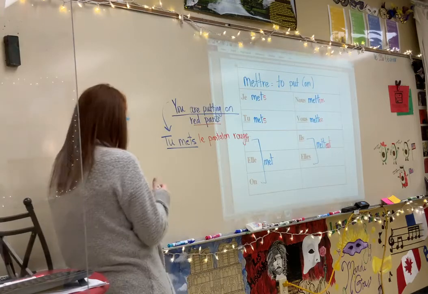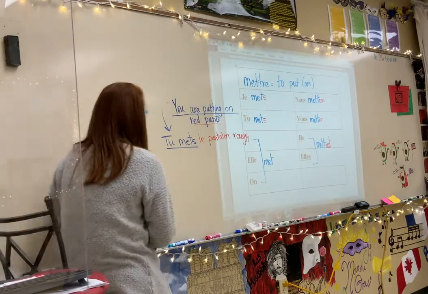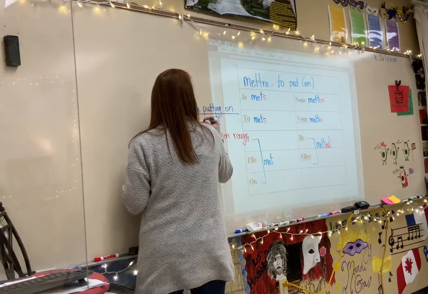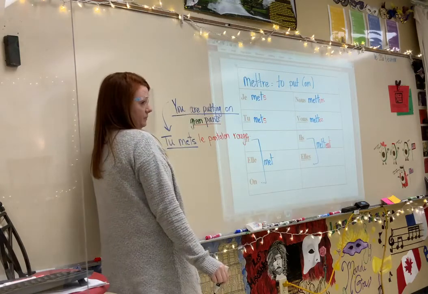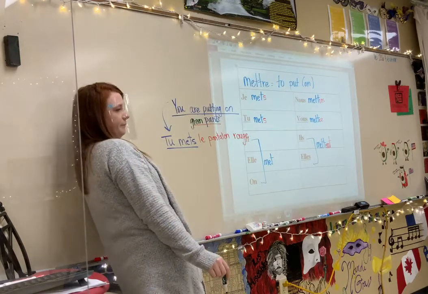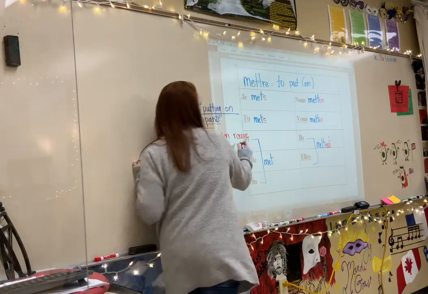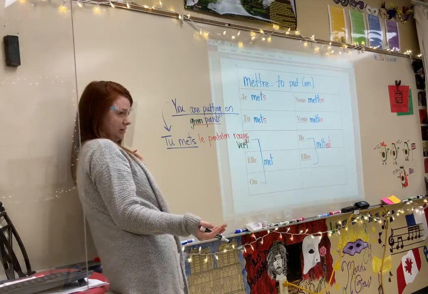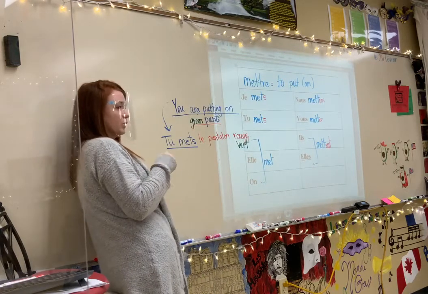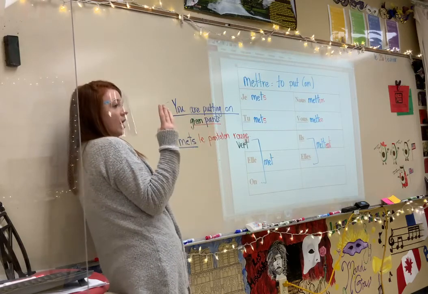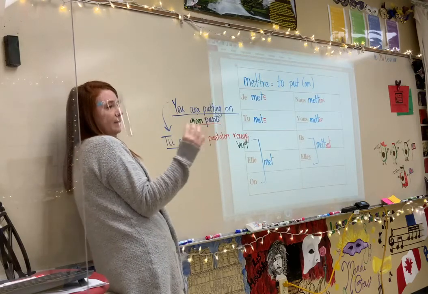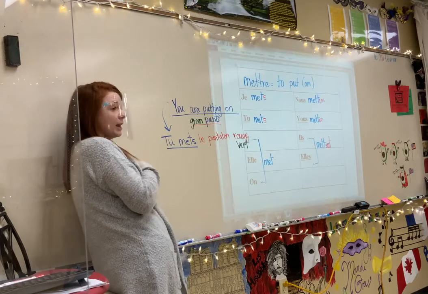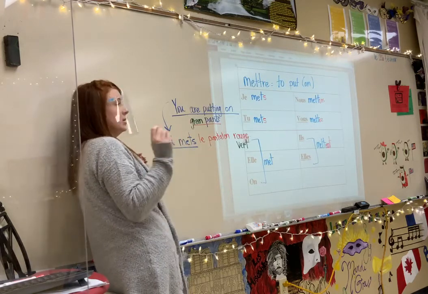Now, if we change that, and we say you're putting on green pants, how would you spell green? No, that's right. V-E-R-T. It's masculine. That one doesn't already end in an E, so you don't have to add one. It just depends on the word. Red, pink, yellow, and orange, actually, always end in E. Orange is special though. What was weird about orange? It stays the same. Yeah, it stays the same. You never, ever, ever change anything with orange. You never add an E, you never add an S.